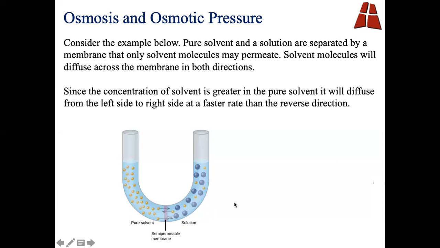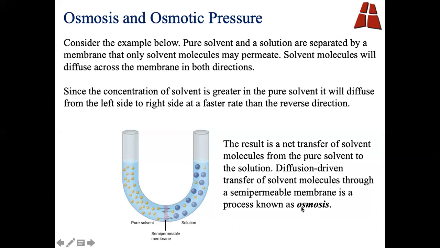And that doesn't mean we won't have the reverse occurring, where we have solvent molecules going back to the left side. It just means that we have a faster net rate of our pure solvent moving to the right, okay? The result of this net transfer is a diffusion-driven transfer of solvent molecules. This process is known as osmosis. Those of you that have taken biology courses I'm sure have heard of this. Again, our net result is going to be that more solvent ends up moving to our right side as compared to the pure liquid and the solution when they start.